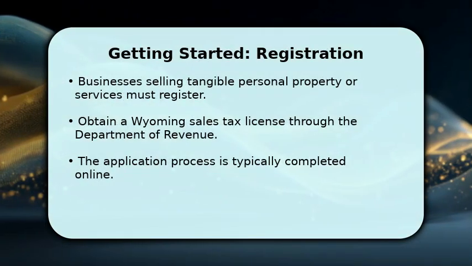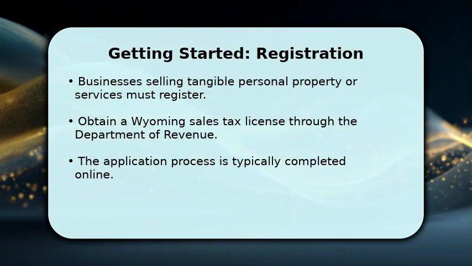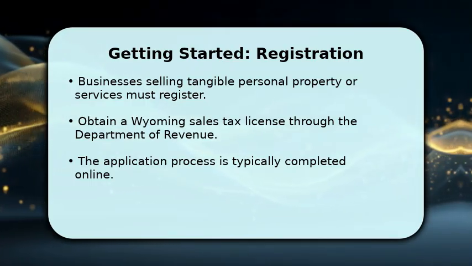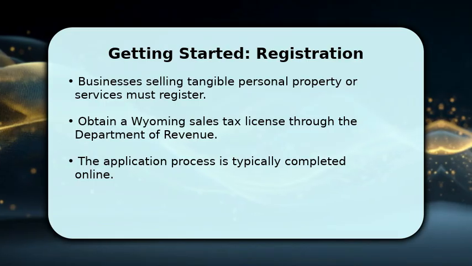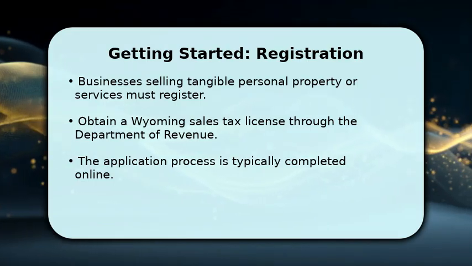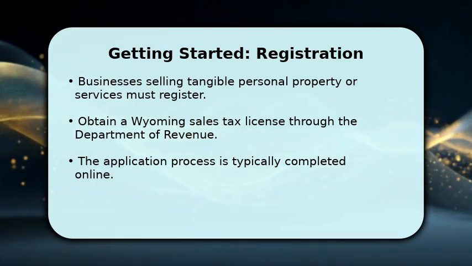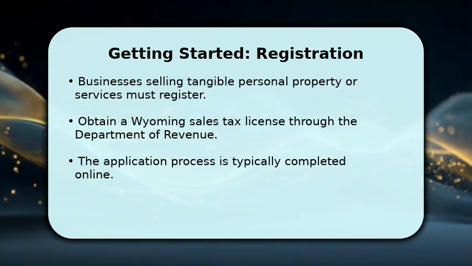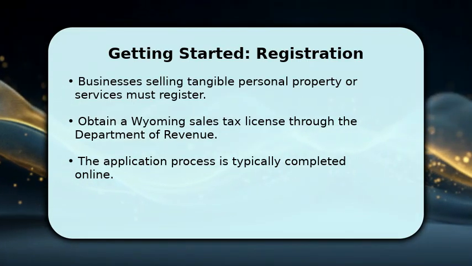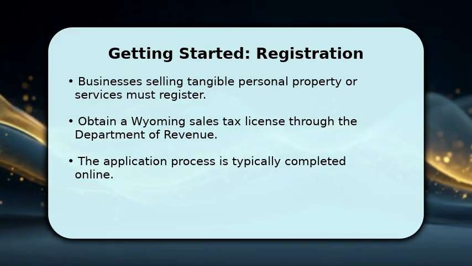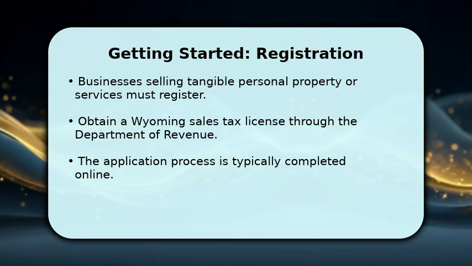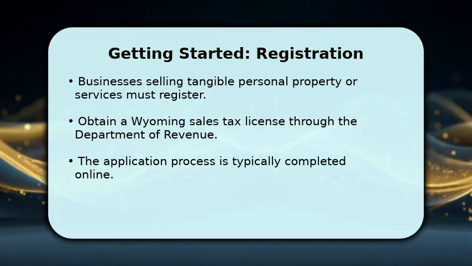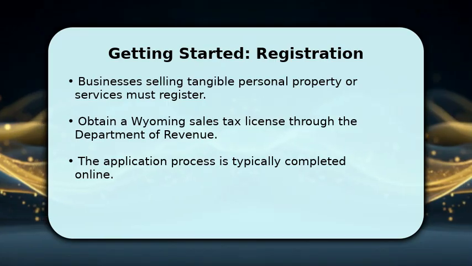To begin, every business selling taxable goods or services in Wyoming must register for a sales tax license. This crucial first step is managed by the Wyoming Department of Revenue. You can conveniently complete the application process online, providing essential details about your business, including your federal employer identification number. Once registered, you will receive your official sales tax license, allowing you to legally collect sales tax from your customers.